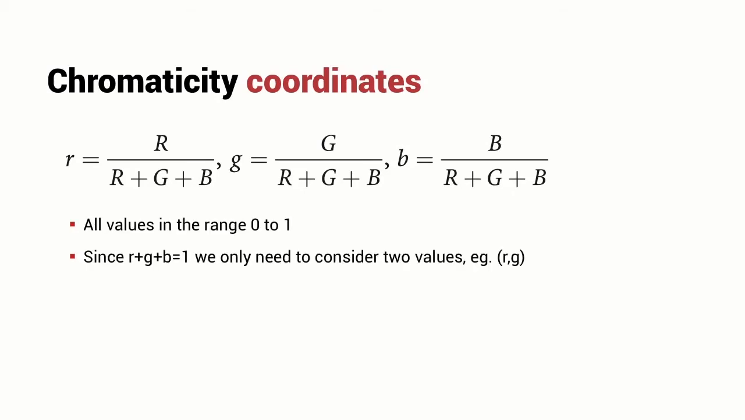And it's easy to show that these vary between 0 and 1. It's also easy to show that they sum to 1. Therefore, one of the coordinates is redundant, and typically we consider just the little r and little g value.